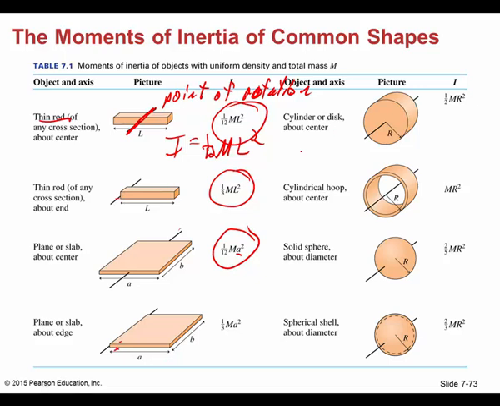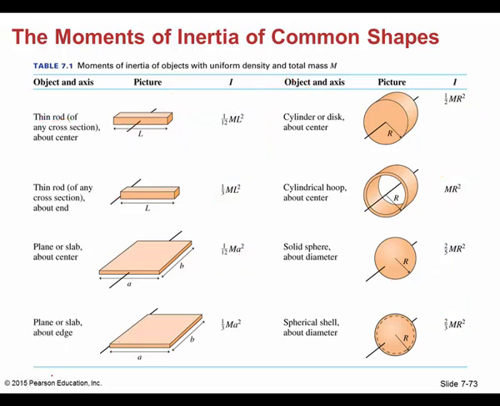What about a cylinder or disc? 1/2 MR squared. What about a cylindrical hoop? Just MR squared. What about a solid sphere? What about a spherical shell about a diameter? Same thing. So, are you going to need to remember all these? Well, it wouldn't hurt. If you want to make a little drawing on your formula card, that would be fine, and put those equations on there.